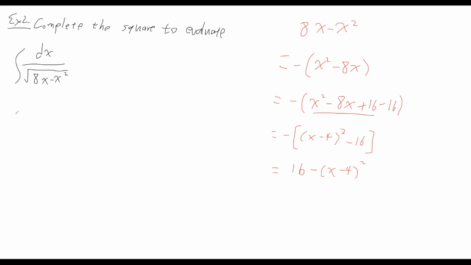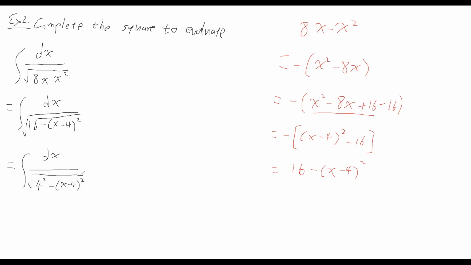So this integral will look like dx over the square root of 16 minus (x minus 4) squared, with everything inside the square root. So that actually looks like one of the inverse trig integrals, right? Let me clear it a little bit. And we have the square root of 4 squared minus (x minus 4) squared. Let me show you on the screen which one we're looking at.